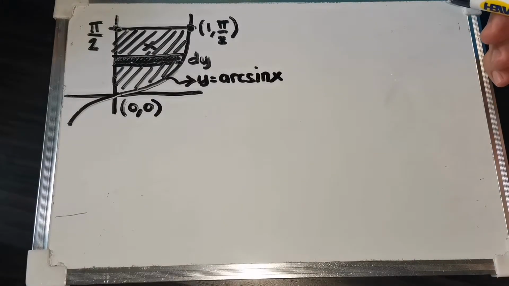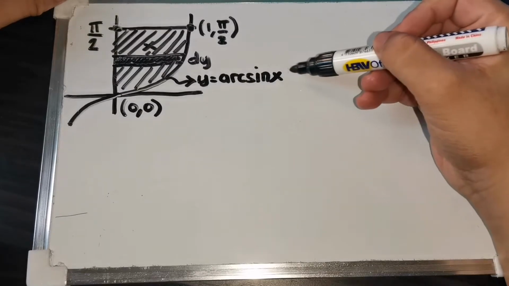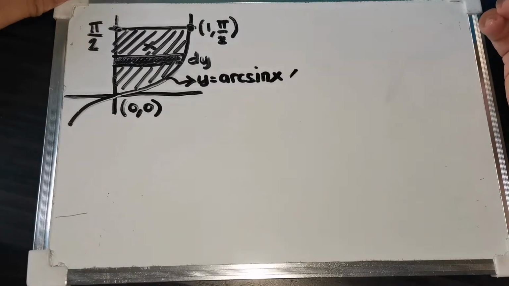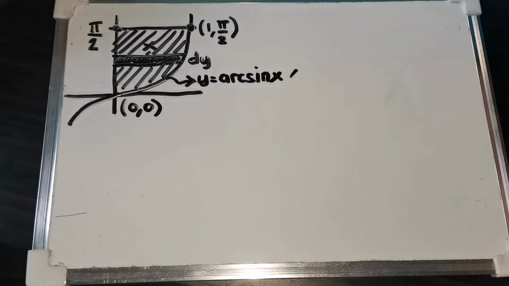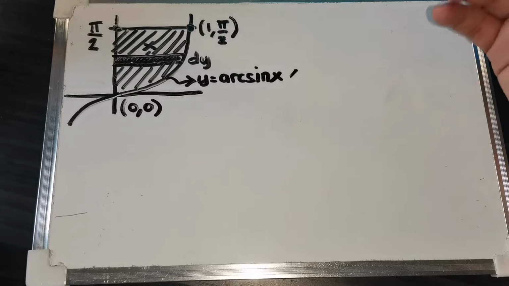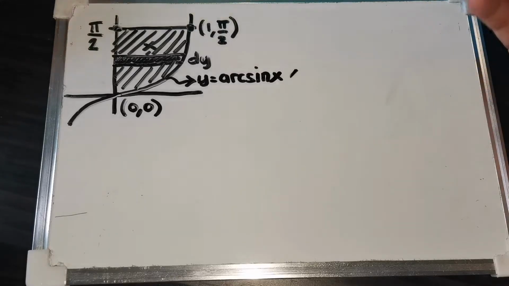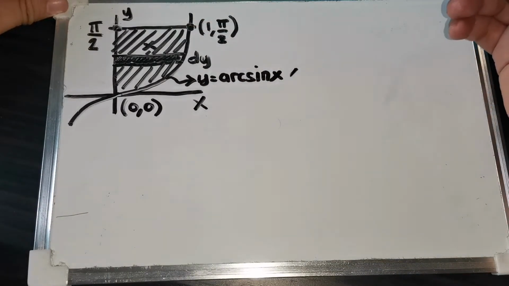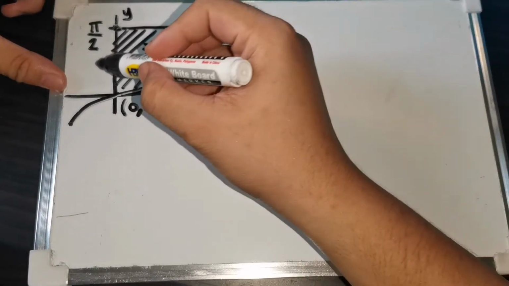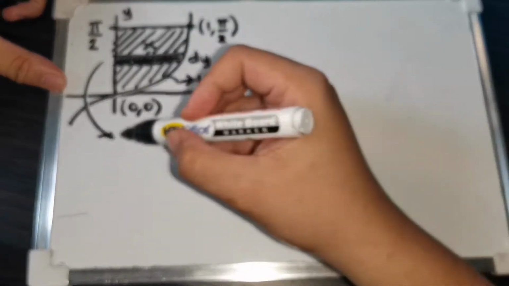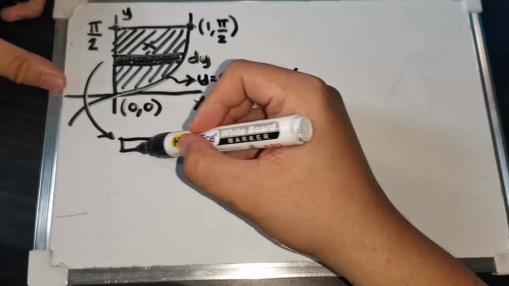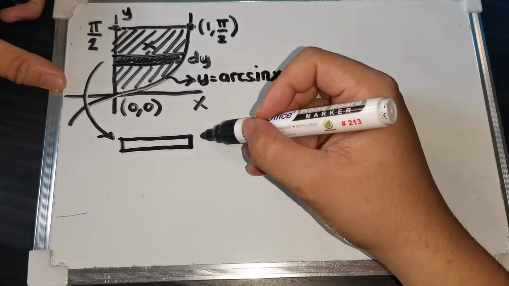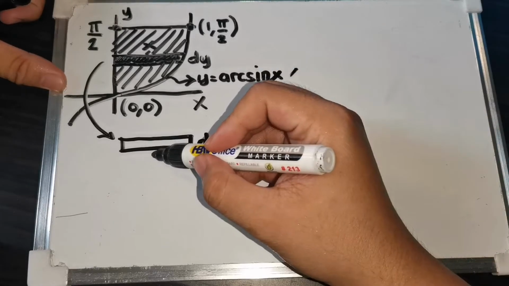In this problem, we're asked to find the area bounded by the curve y equals arc sine x, x equals 1, and y equals π/2. The curve is located in the first quadrant. If this is your x-axis and this is your y-axis, we're going to consider horizontal strips. If this is your horizontal strip from your graph, this will be your dy, and this part is your x.